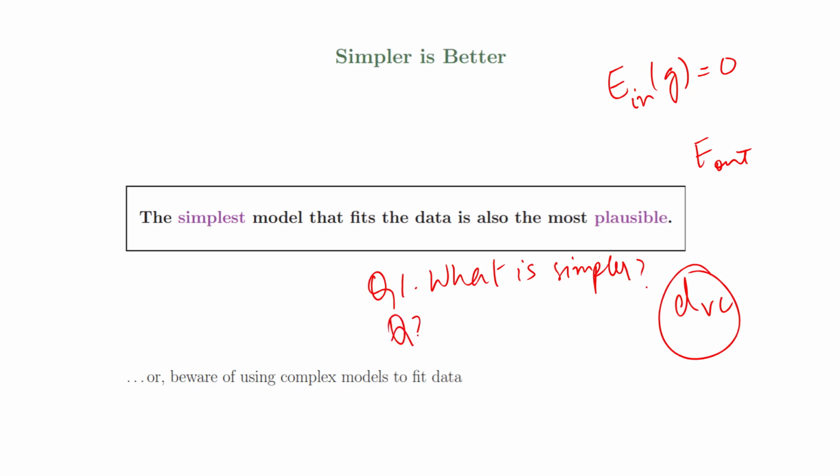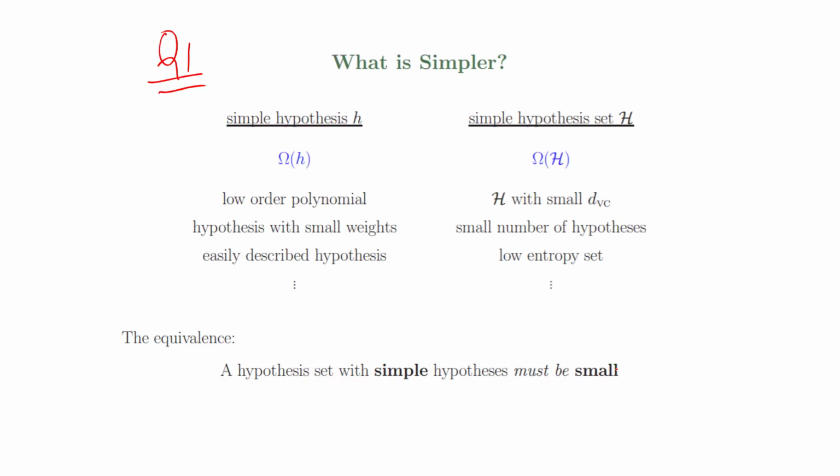And question two that we'll try to answer today is, how do we know that simpler is better? That's a better way of putting it. What's the basis for this, that simpler is better? All right, so let's begin by answering the very first question, what is simpler, and then come to how we know that simpler is better.